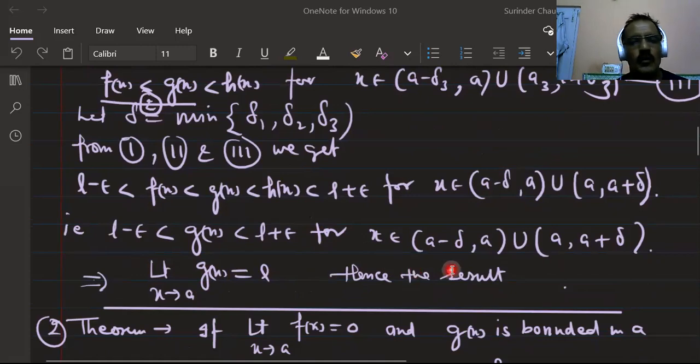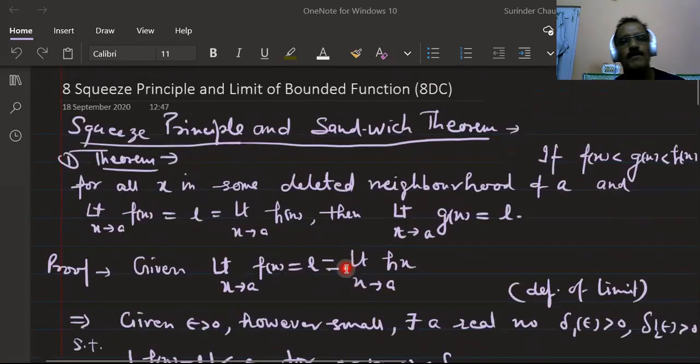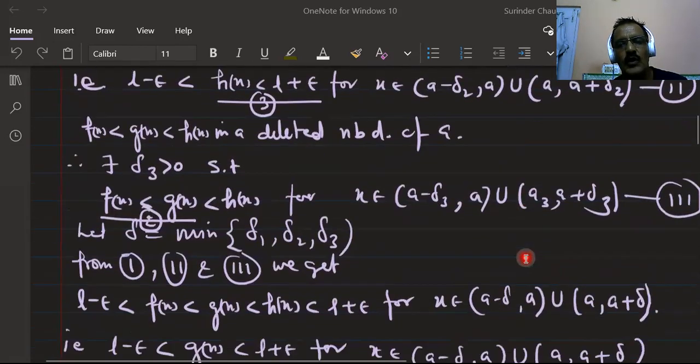This proves the theorem. So the statement of this theorem is: if we are given three functions such that they possess the relation f(x) less than g(x) less than h(x), and the limit of both extreme functions converges to the same limit, then the limit of the middle function also goes to the same limit. This is called the sandwich theorem.